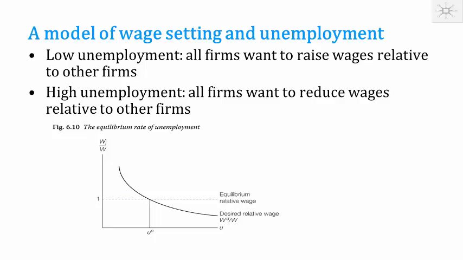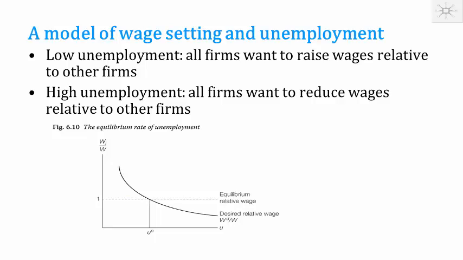So we have learned that if there's low unemployment, all firms want to raise their wages compared to other firms. And if there's high unemployment, all firms want to reduce their wages relative to other firms. We can then illustrate the equilibrium in the labor market in this diagram. On the vertical axis, we have the firm's relative wage. So i is the number of the firm, and W_i is the firm's wage, and W is the average wage in the market. That was the vertical axis.